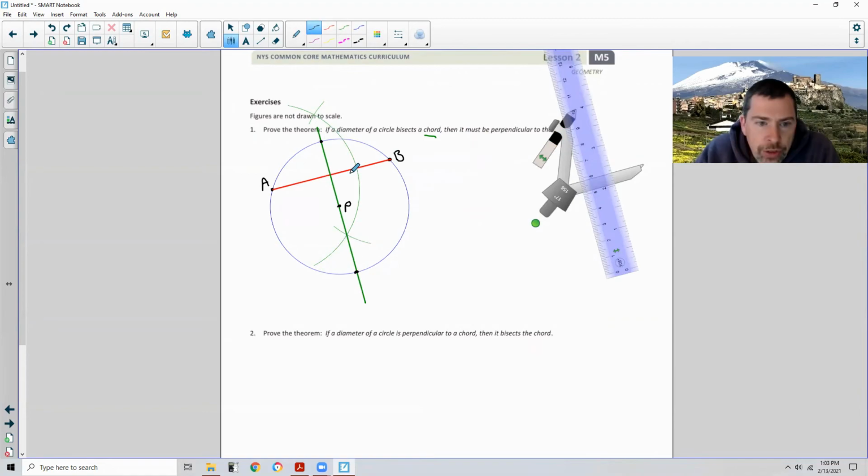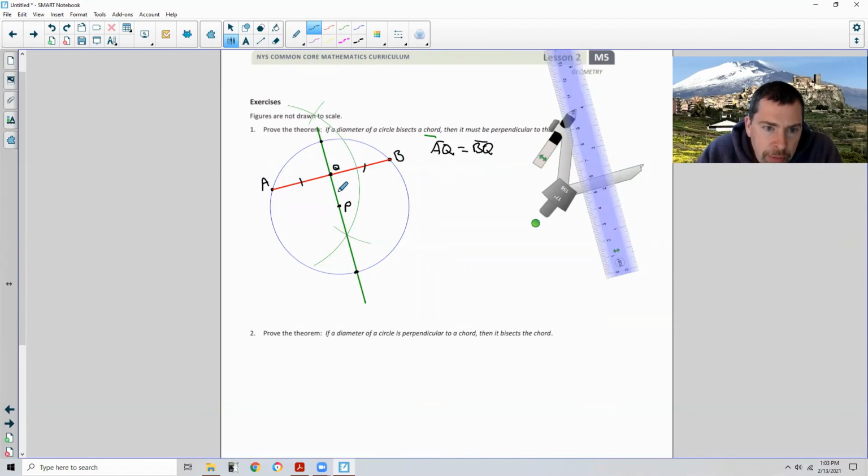Okay, so what did we just do? Constructed a circle P, put a point here A, put another point here B, constructed a perpendicular bisector using my compass. So this point right here cuts the chord in half. If this is Q, then the length of AQ equals the length of BQ. Okay? They're congruent because I formed a bisector.